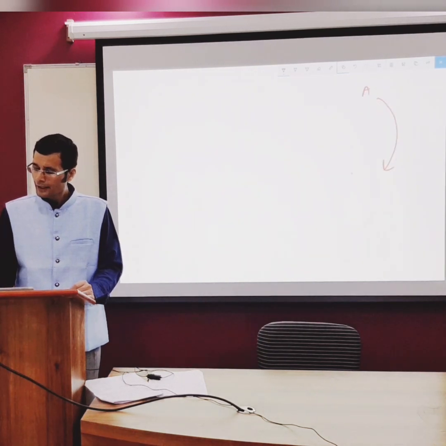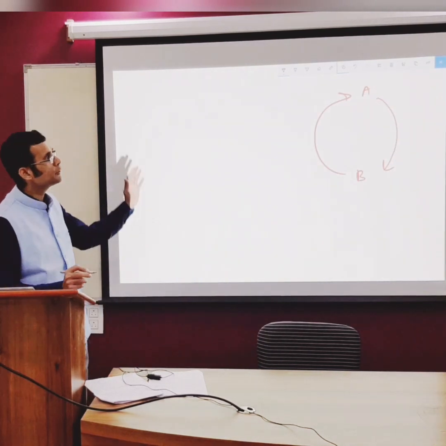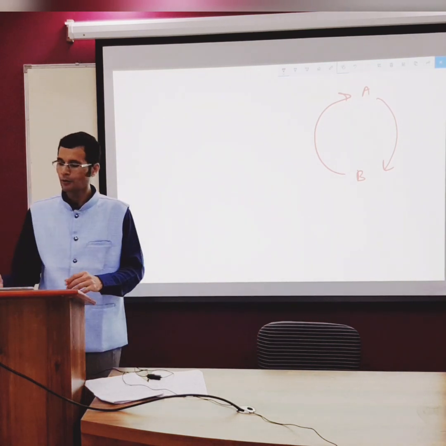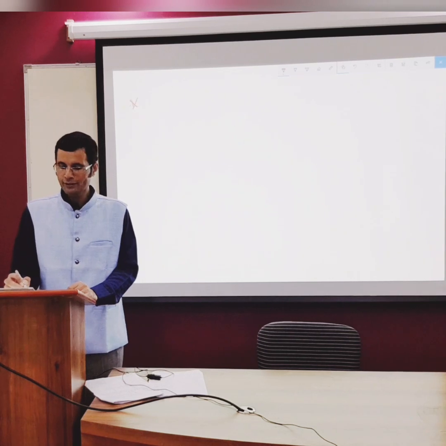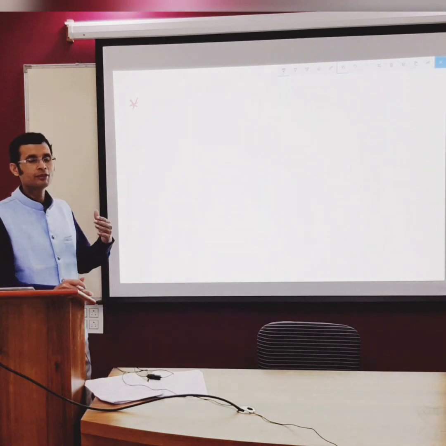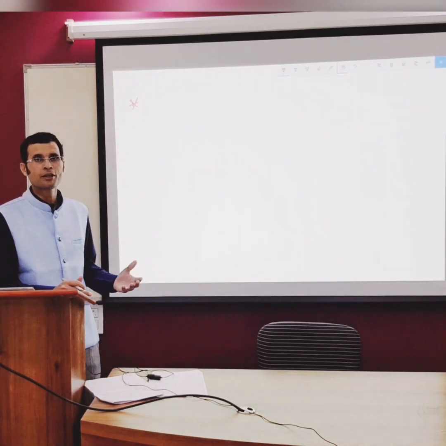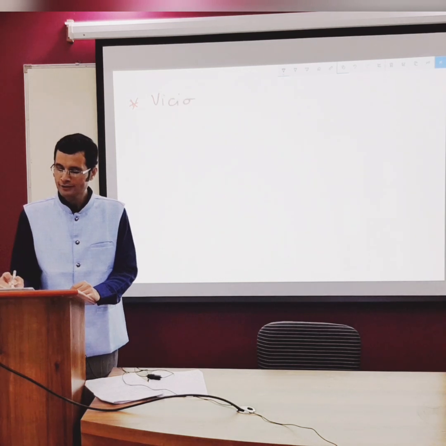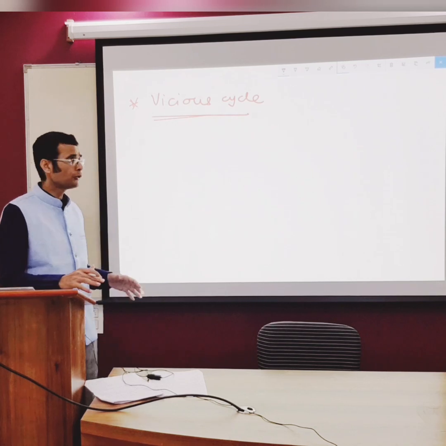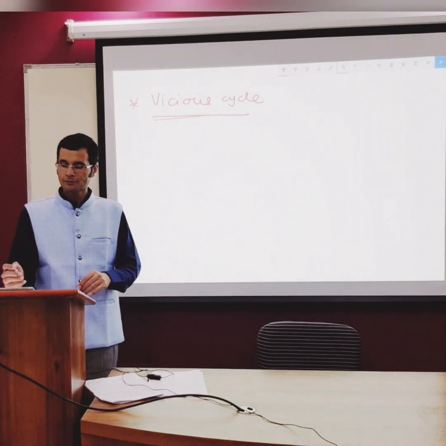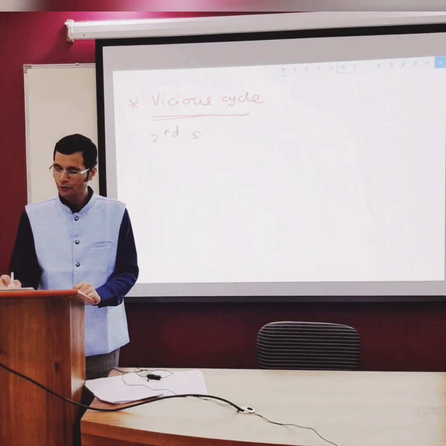It's A leading to B and B leading to A again and A leading to B in a cyclical fashion. That's positive feedback. Obviously, this would not be good for the body because this will increase the deviation from the set point. So, it's sometimes called a vicious cycle. It's vicious, it's not so good to the body. For instance, second stage of circulatory shock.